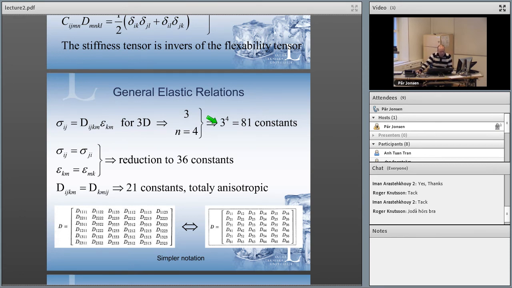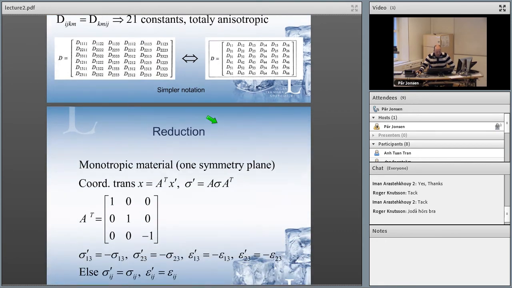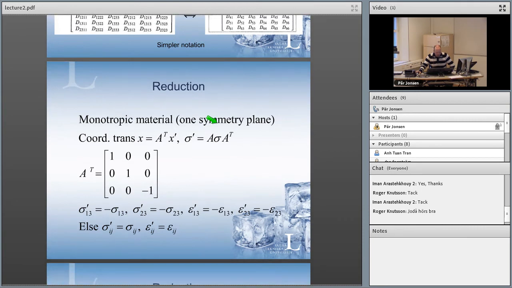Are you following me with this, how you should think when you have this full tensor with all these constants, and then you reduce it because you have symmetry in different parts of the tensor? It's good if you read in the book also how to think about this, how you can reduce it. So it's not so complex, all these tensors and so on. You use symmetries and planes and so on to make it easier and reduce all these constants. Okay, 21 is still quite a lot. It's very difficult to measure.